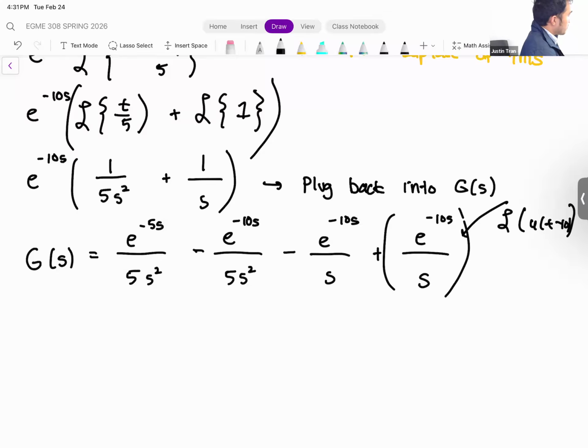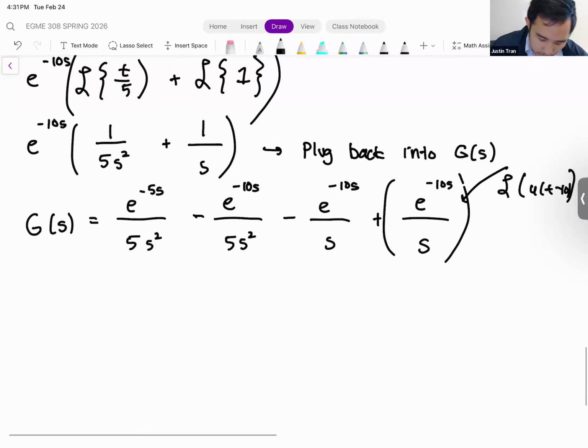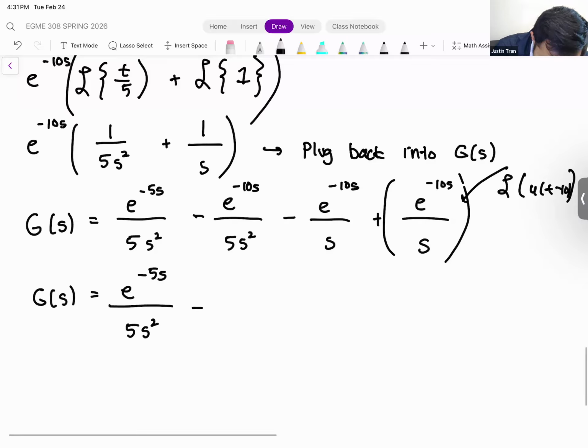Luckily here, we do have a little bit of simplification, so we can cancel those last two terms out because they are exactly the same. And then finally, what we get for our G of s is e to the minus 5s all over 5s squared minus e to the minus 10s over 5s squared.